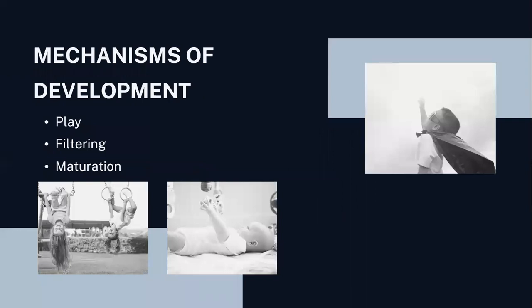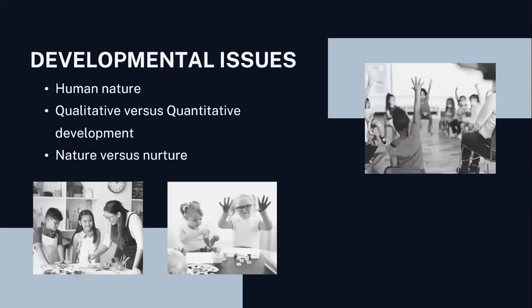According to Gibson's theory, perceptual development and learning happen through play and exploration activities, the ability to filter out irrelevant information in order to focus on one task, and the maturation that helps lead to new affordances and skills. Her perceptual view of children helped shape her stance on developmental issues.